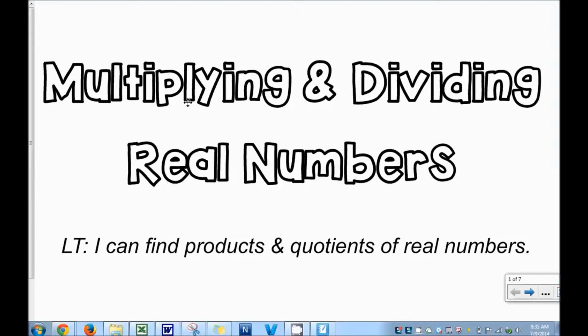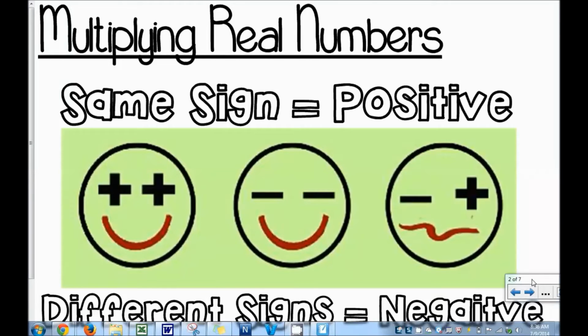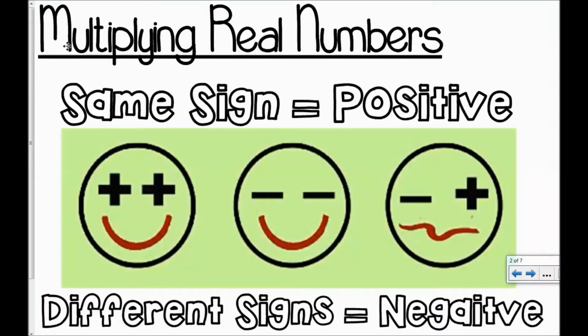For multiplying and dividing real numbers, it's going to seem similar to yesterday in that it was a review of things that you've learned in previous years. We're going to add in a little bit about square roots, but besides that, it's mostly review. So the target for today is that I can find products and quotients of real numbers. This should definitely be a review to you.